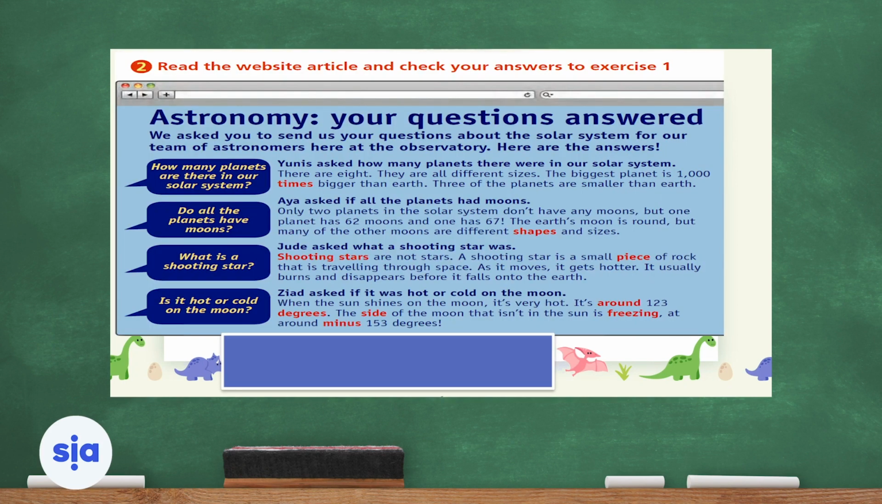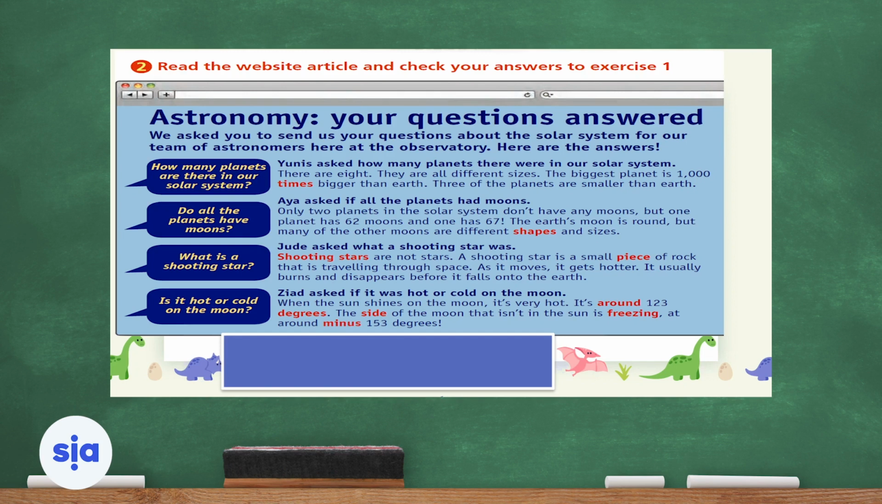So guys, you're going to be reading a website article, and we're going to be answering questions about it. We asked you to send us your questions about the solar system for our team of astronomers here at the observatory. Here are the answers. So the first question states, how many planets are there in our solar system? Eunice asked, how many planets are there in our solar system? There are 8. They are all different sizes. The biggest planet is 1,000 times bigger than Earth. 3 of the planets are smaller than Earth.